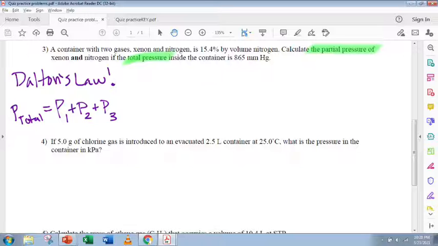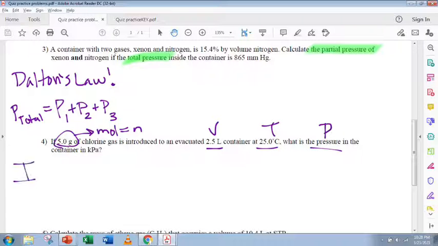5 grams of chlorine gas is introduced into a container at 25 Celsius. What's the pressure in the container? Well, that's not really a change. It says I've got a gas, it's in a container. I've got this volume, temperature, and pressure, but that's just one of each. There's not another one. And even grams over here, I'll use this to find moles, but that's n. So I only have one of each thing. Nothing is changing, and that means this is our ideal gas law.